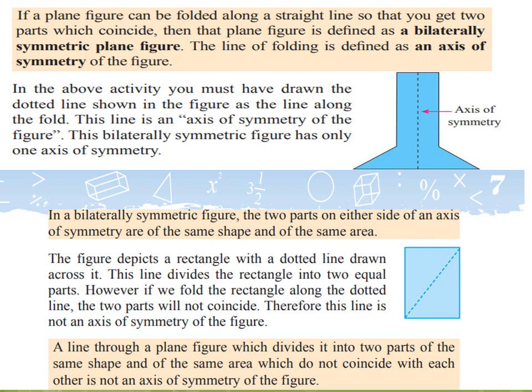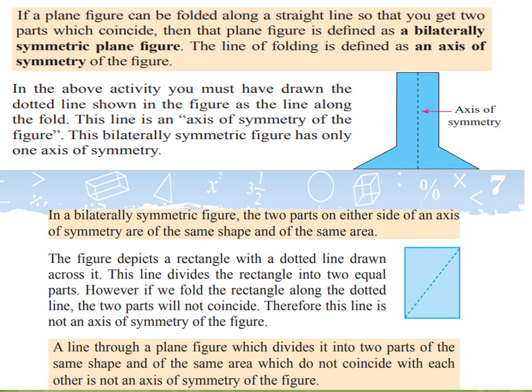The line of folding is defined as an axis of symmetry of the figure. Here you can see the axis of symmetry of this figure, and there are dotted lines to show you the axis of symmetry. So that is known as the axis of symmetry. In a bilateral symmetric figure, the two parts on either side of an axis of symmetry are of the same shape and of the same area.